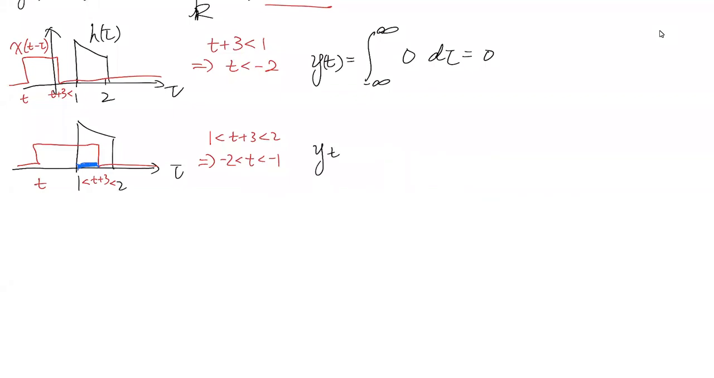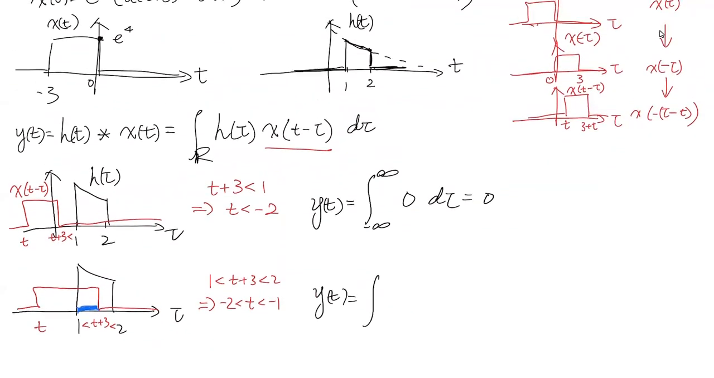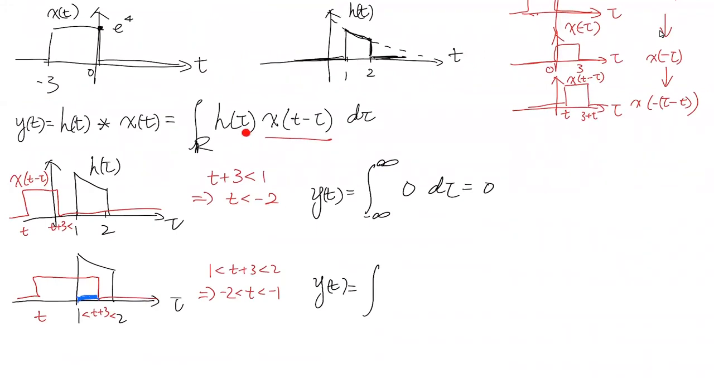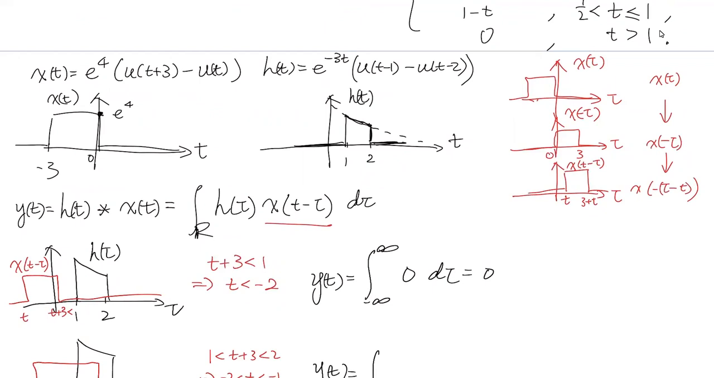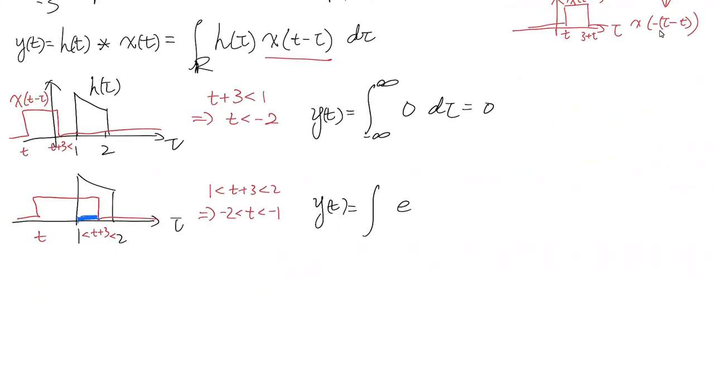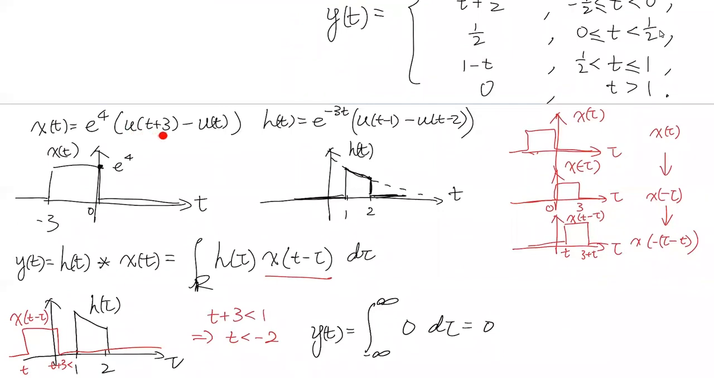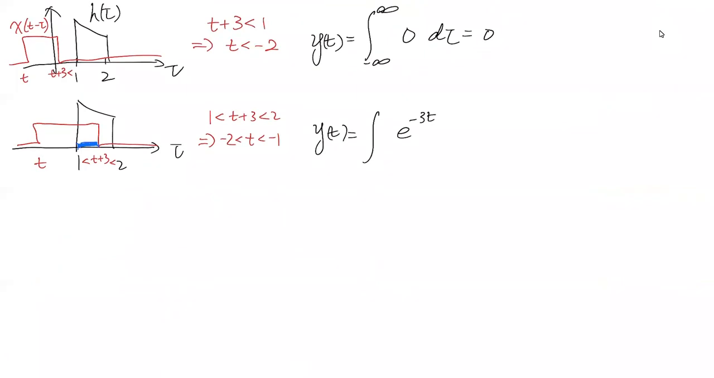So in this case, y of t is going to be an integration of two functions. The first function is h of tau. What's the expression for it? It's e to the minus 3t. And the other function is a unit step function multiplied by a scaling factor, a constant e to the 4, d tau, and the integration range is from 1 to t plus 3.